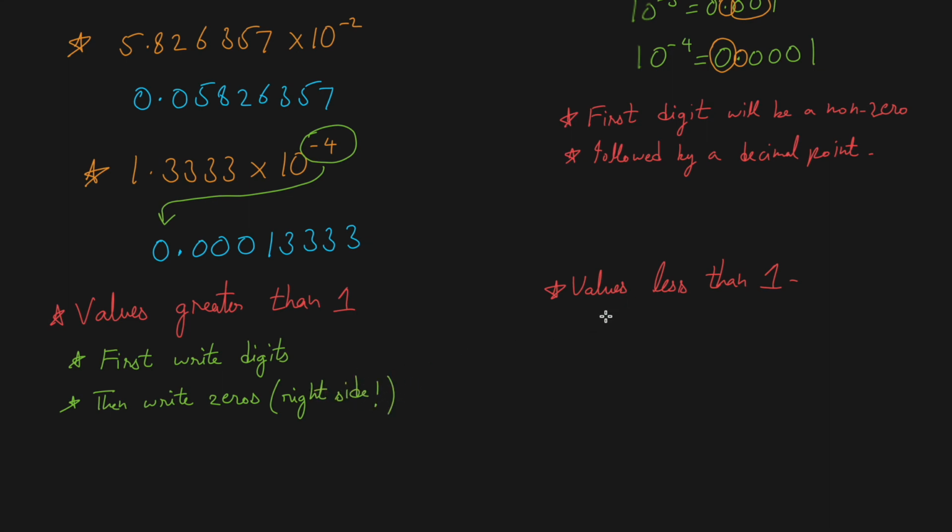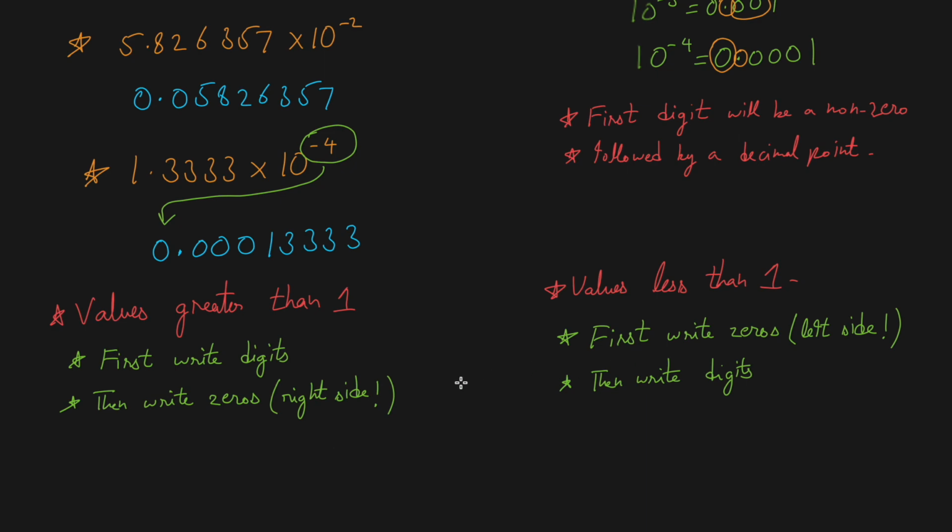So what will be the values that are less than 1? For less than 1, we have the rule: first write the zeros, then write digits. For the zeros, which will obviously be on the left side.